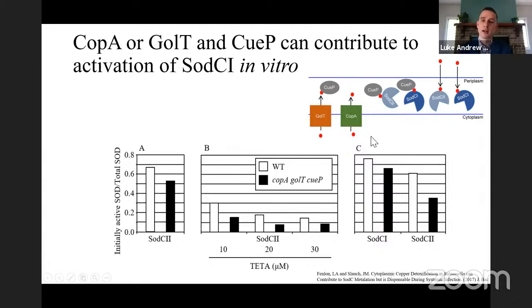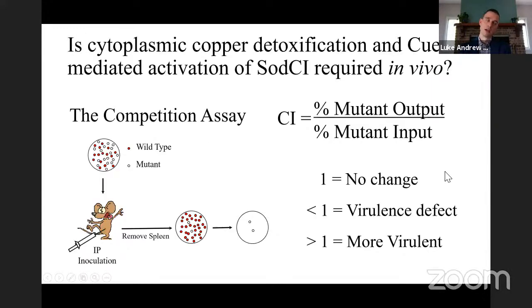Now that we had looked at these in vitro activation assays, we wanted to take the next step and actually look at the systemic infection model. And so the way that we do that is using my favorite experiment in the lab, which is the competition assay. And the way this assay works is we take wild type and a mutant strain, we mix them in a 50-50 ratio. We then infect that population into our animal model.